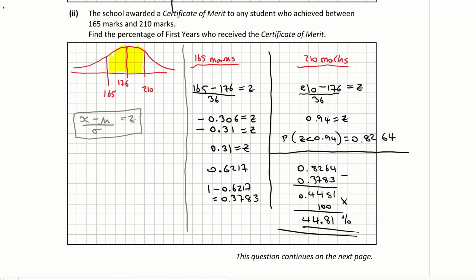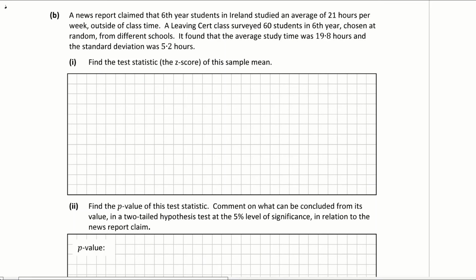Scrolling down now to part B. B part 1: find the test statistic, i.e. the z-score of this sample mean. So the test statistic is coming from page 35 in our log tables, and it's written as z, for our z-score, is equal to x minus mu over standard deviation divided by the square root of n.